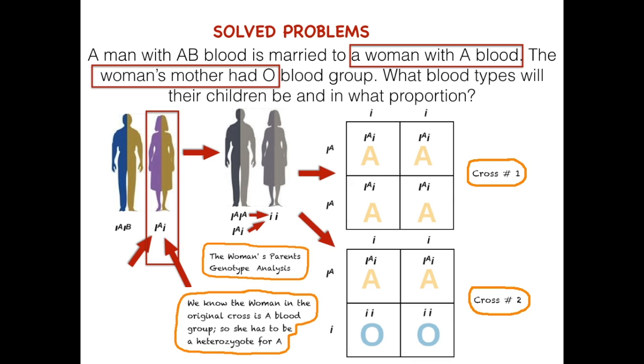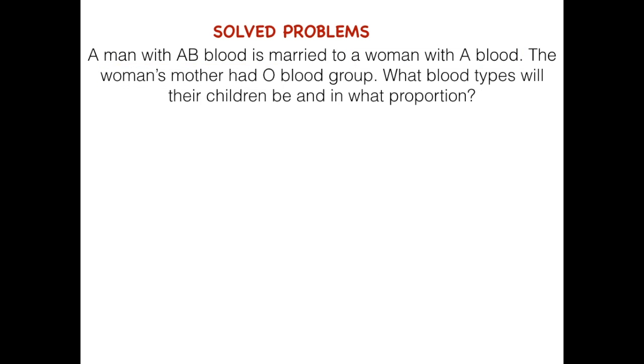Now I've explained this in the lecture, but when you get this in the exam, just know that if you get a problem like this, where a woman has an A blood type with an O mother, it is 100% certain that she will be a heterozygote. She cannot be a homozygote coming from an O mother. Okay, now let's get back to the problem.